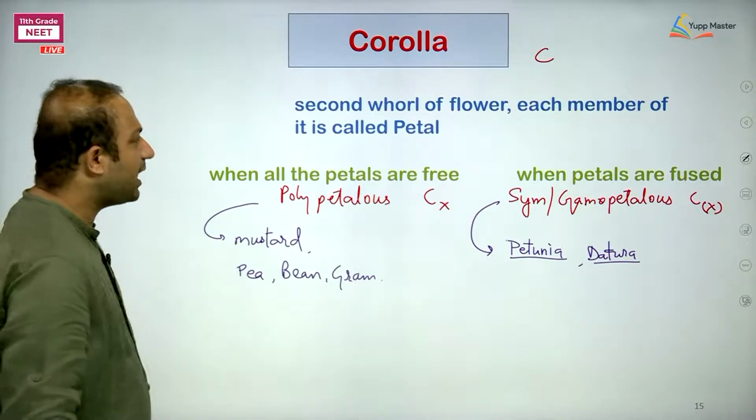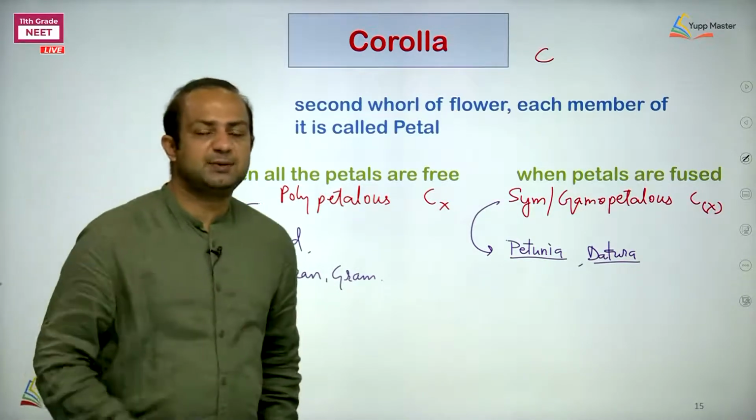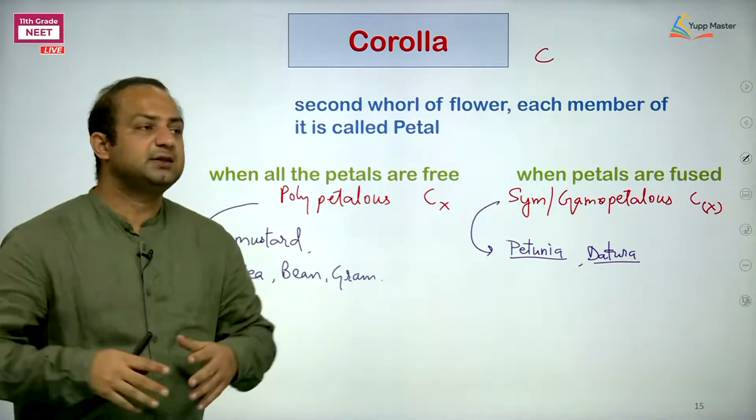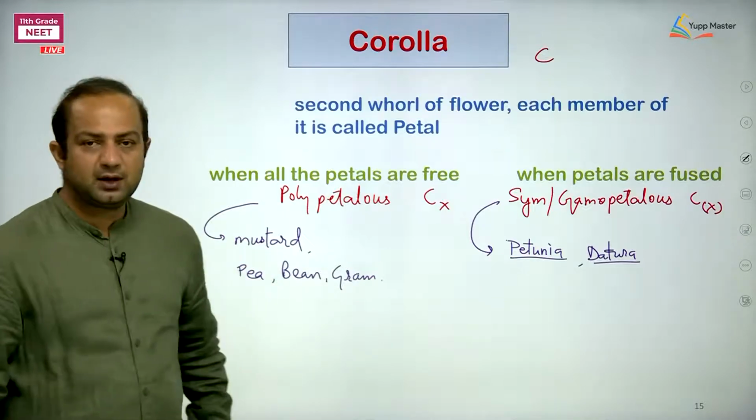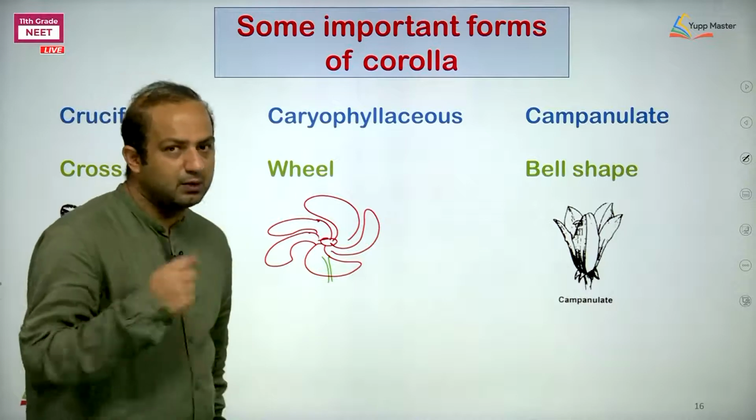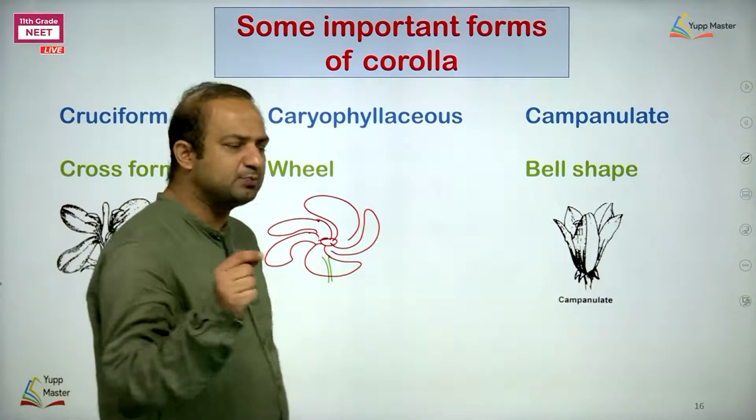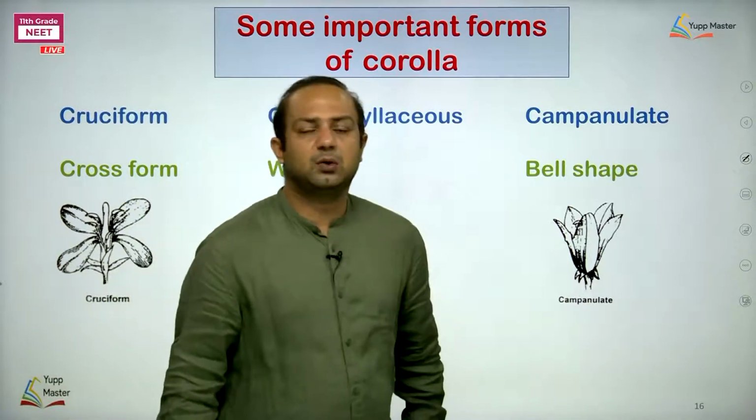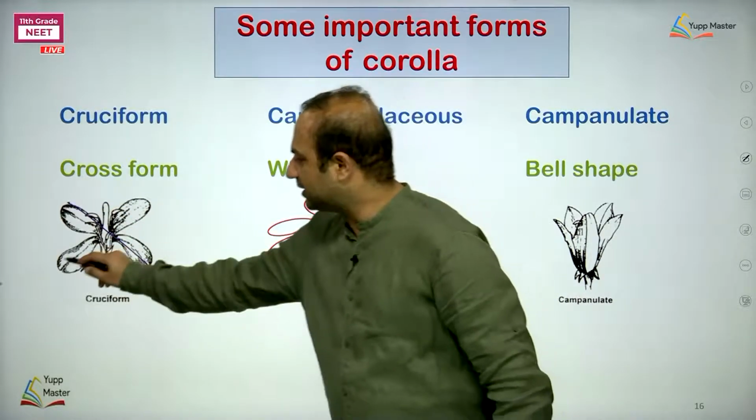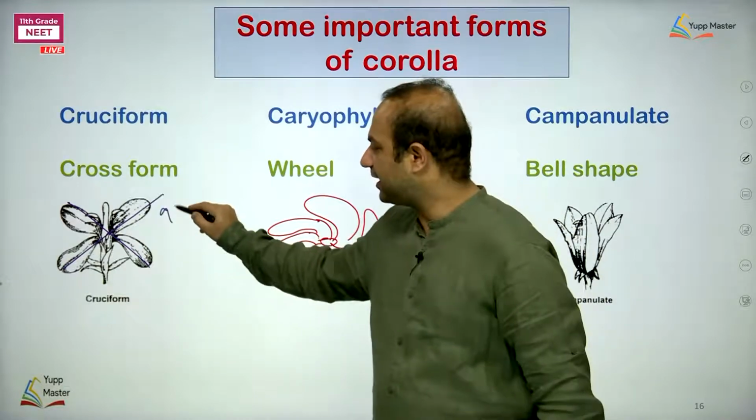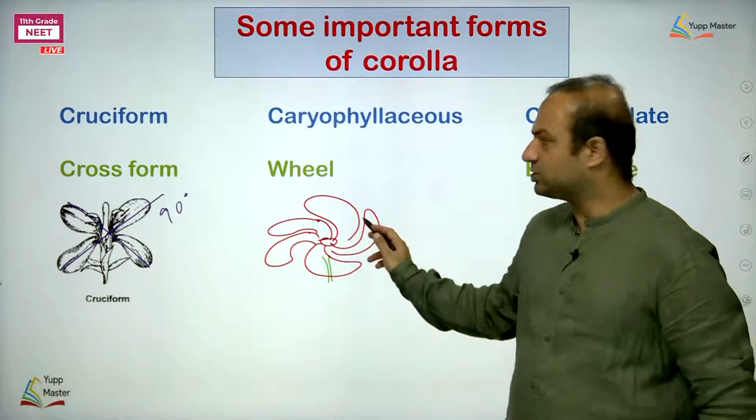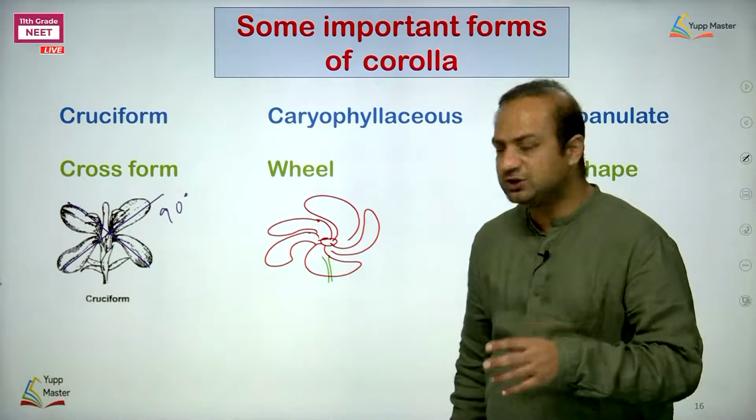Okay, now the thing is how these floral leaves, means the petals and sepals, are present within their circle, within their whorl. That is called aestivation. Clear? That is named as aestivation. Although corolla forms are different, we are going to study the corolla forms first. A small description is given in the book that corolla may appear as cross, means petals are at 90 degree, right? Wheel shaped, which is also called caryophyllaceous.